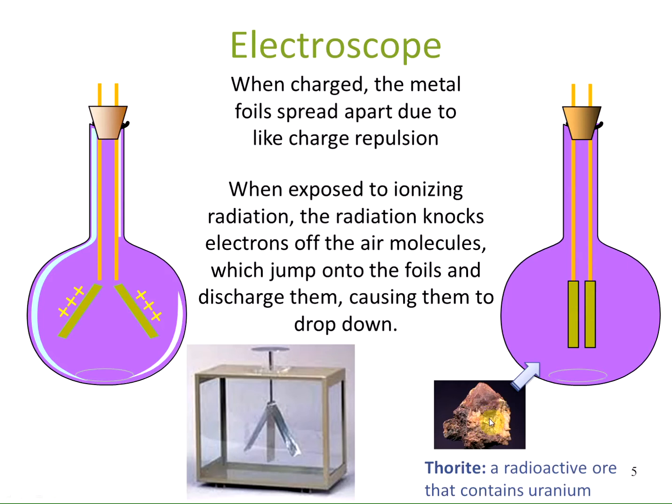So the thorite releases radiation. The radiation knocks off electrons from the molecules of air that are inside the flask. And then those electrons go to the foil and neutralize the charge. So it goes from positive to neutral when it picks up the electrons. So that causes the foils to drop down because you no longer have like charges repelling each other.